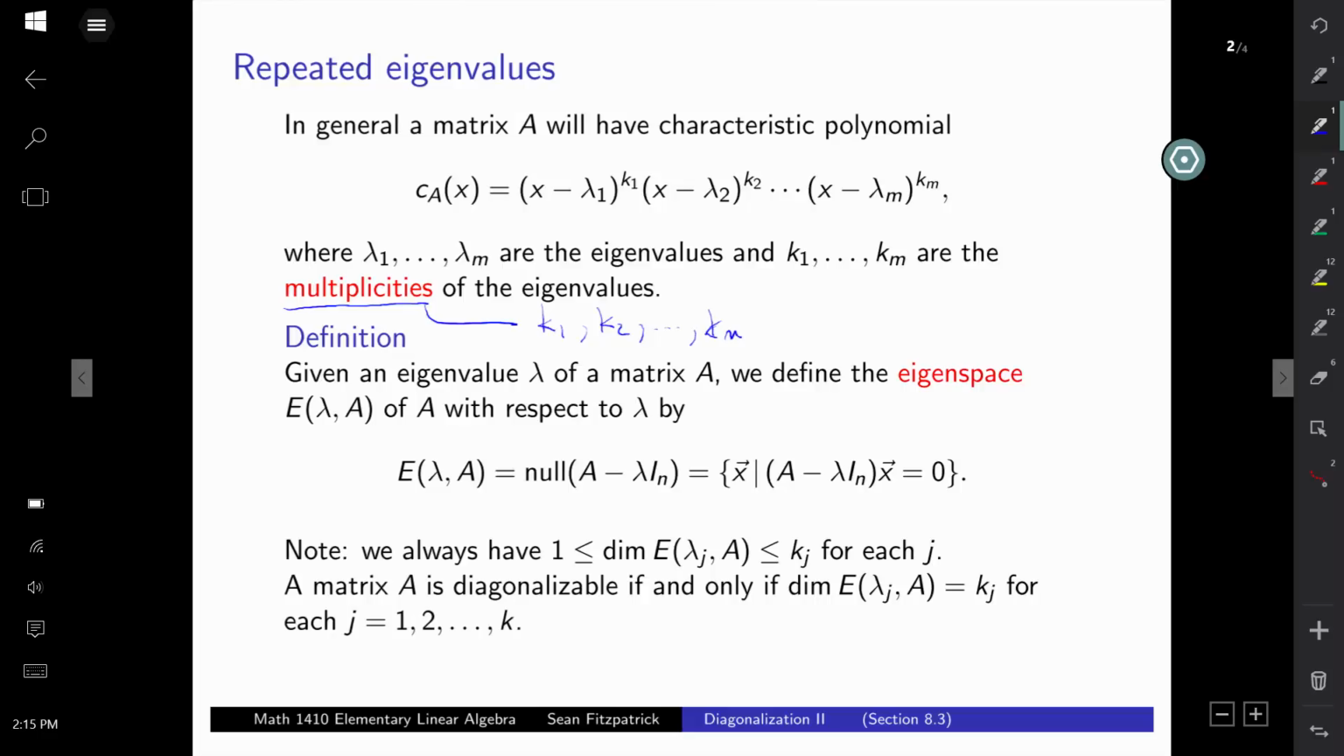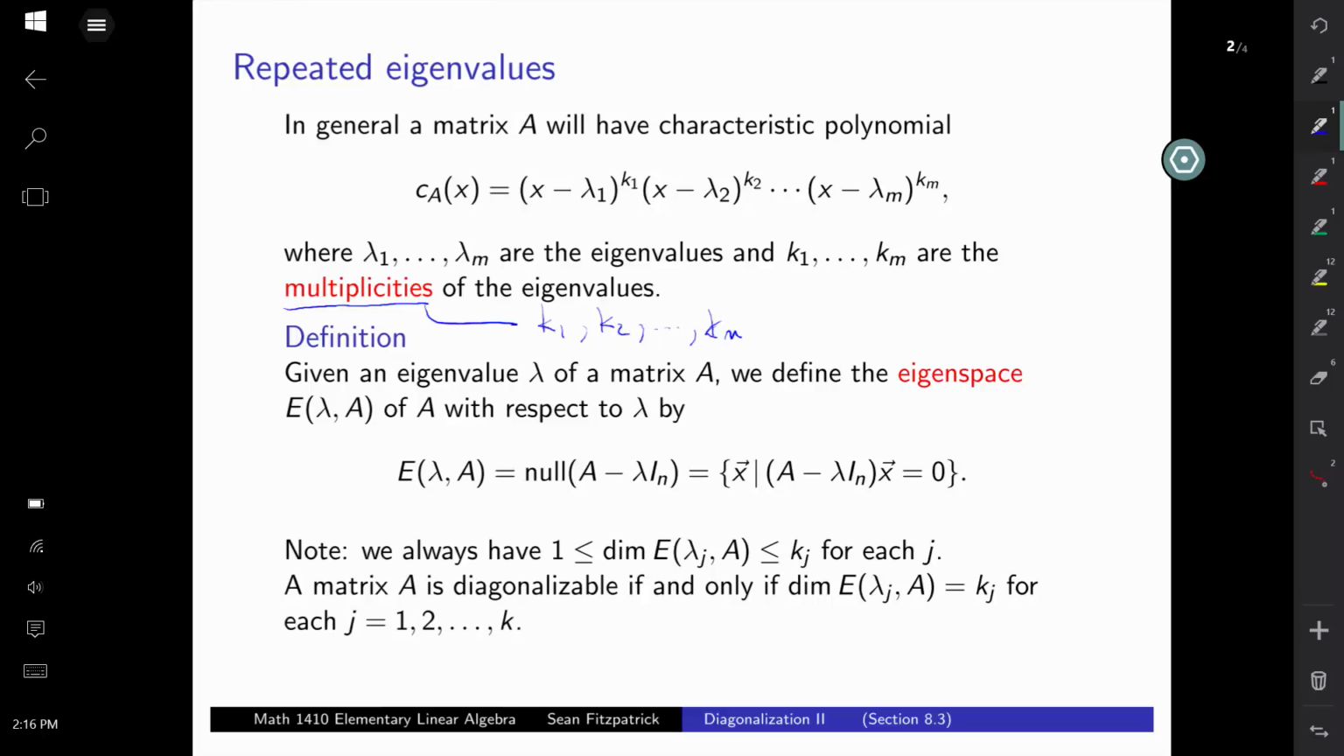One of the things we do know is that if I choose one eigenvector for lambda 1 and one for lambda 2, I'm guaranteed that those will be independent. So if I choose one eigenvector for each eigenvalue, they will be independent. But what I don't know is, let's say k1 is equal to 3, can I find 3 different independent eigenvectors for that one eigenvalue? This is the question that's going to determine whether or not we can diagonalize in the case where we have a repeated eigenvalue.